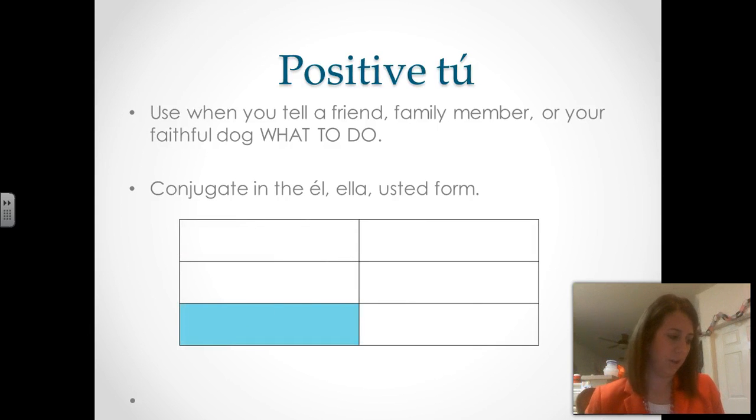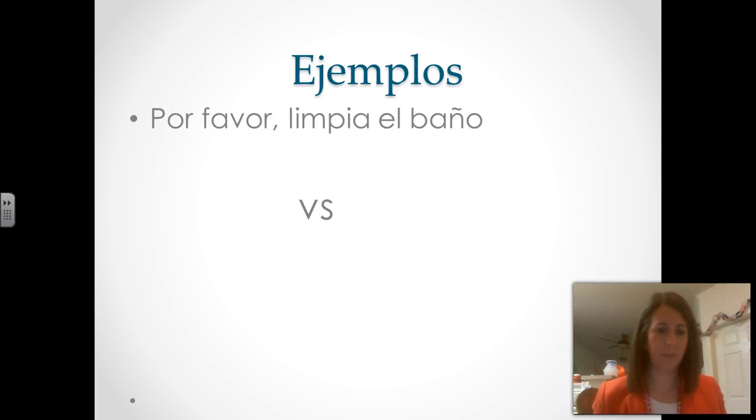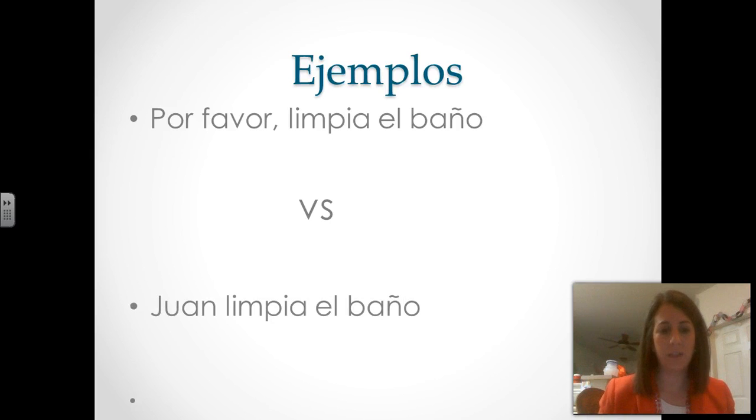Alright, so if you're a visual person, then you might want to draw that chart there. So let's look at some examples. Again, that's all you have to do, the ella and usted form. Boom, done. So here are some examples. Let's look at por favor, limpia el baño versus Juan limpia el baño. Look at that first one, por favor, limpia el baño. Please clean the bathroom. Versus Juan cleans the bathroom.